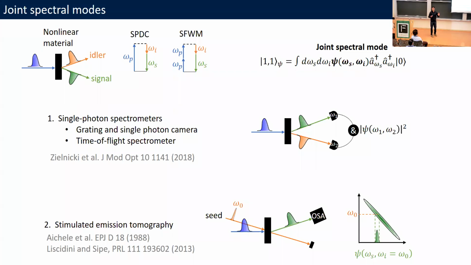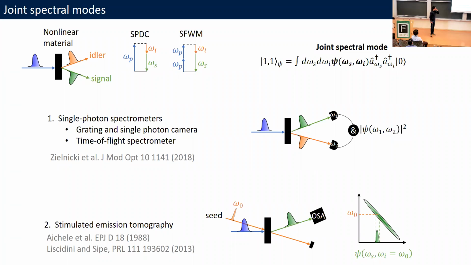They can be categorized broadly into two. The first is single photon spectrometers, which is actually easier to do in the lab than it sounds because we have really great ways of measuring low-level light now. One way to do it is to combine gratings with single photon cameras, or you can use time-of-flight spectrometers, which I'll talk about a little bit later. With one of these, you can just measure the spectrum of each photon and look for coincidences. This joint measurement tells you about the absolute value squared of the joint spectral mode.